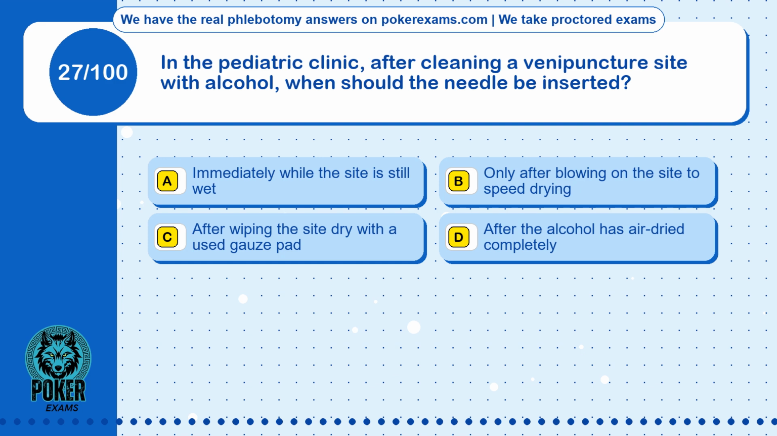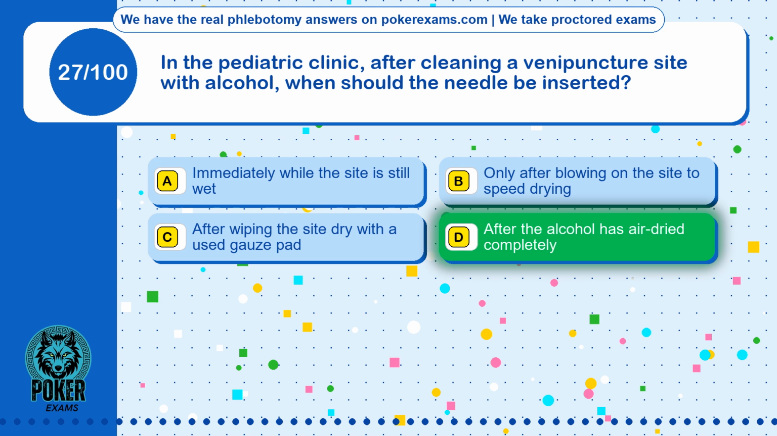Question 27. In the pediatric clinic, after cleaning a venipuncture site with alcohol, when should the needle be inserted? Option A, immediately while the site is still wet. Option B, only after blowing on the site to speed drying. Option C, after wiping the site dry with a used gauze pad. Option D, after the alcohol has air dried completely.